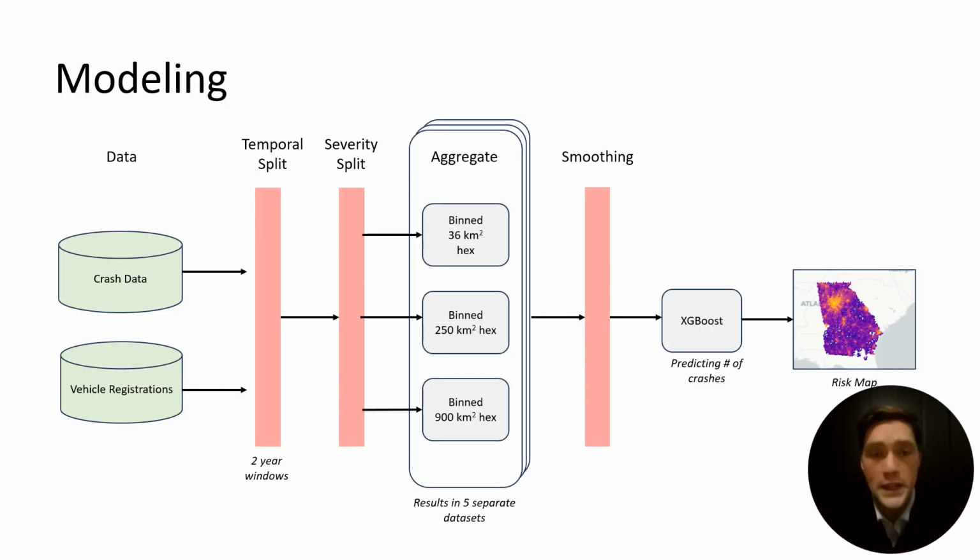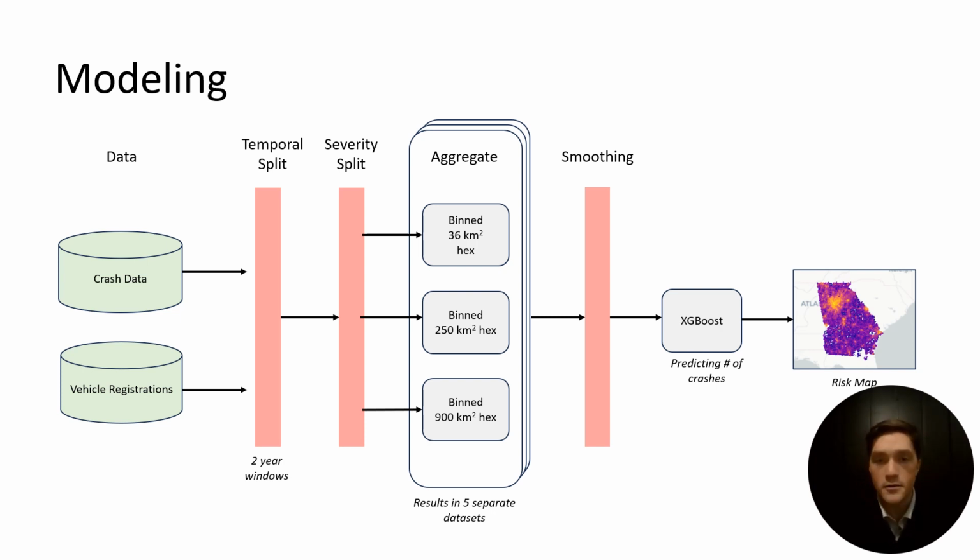So what does our model really look like? This is the rough architecture of our model. We have the crash data and the vehicle registration data, right? That goes into temporal split, where we split every 2 years. And then we also split into severity. So we're essentially running this 5 different times based on the severity of the different accidents, okay?